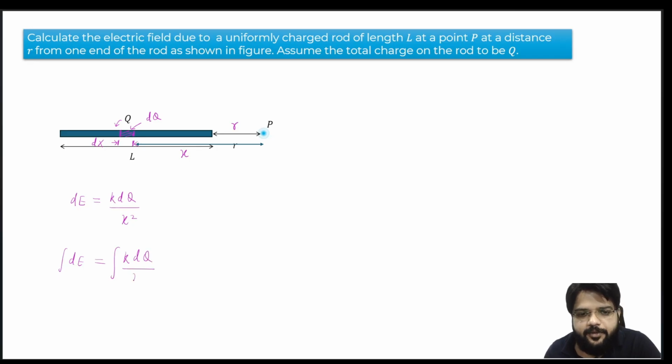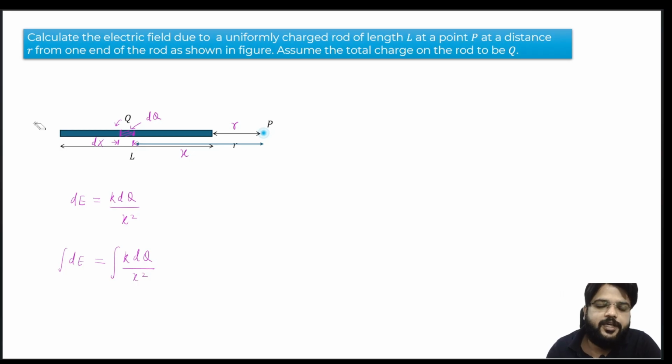When we are doing integration, everyone, we have one issue. Here we have two variables, dq and x square. So now the integration is not possible. We should have one variable, correct? So we need some relation between dq and x. All right. So how will we find this relation, everyone? See it.